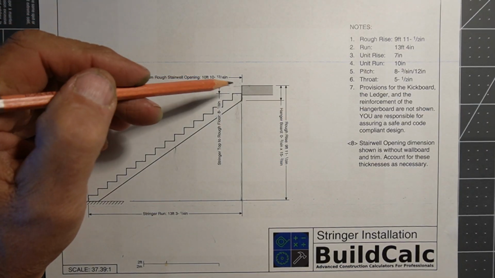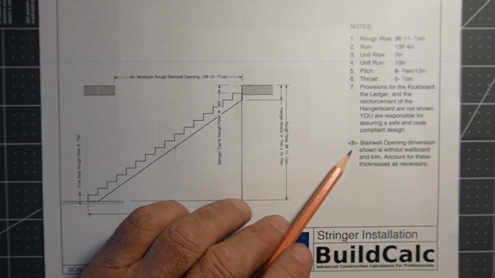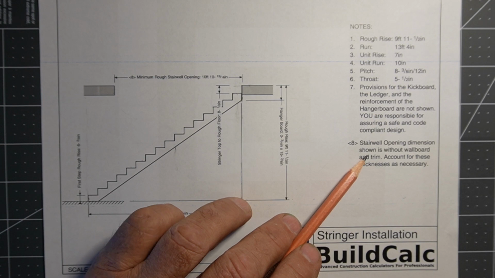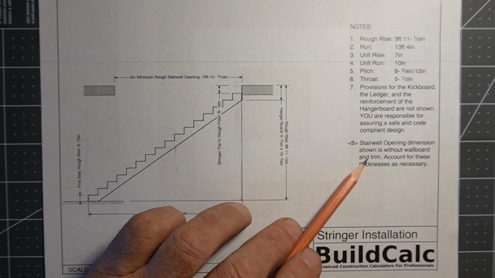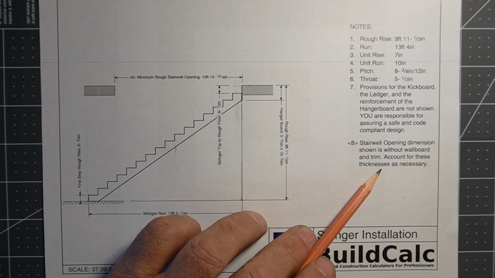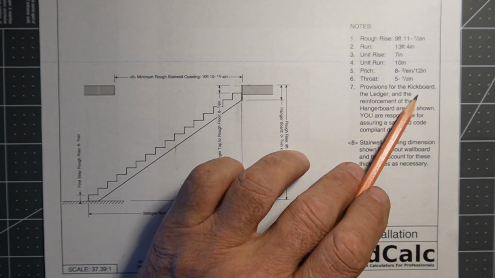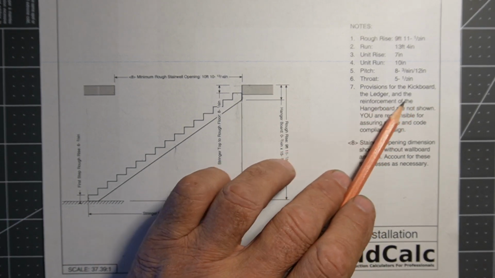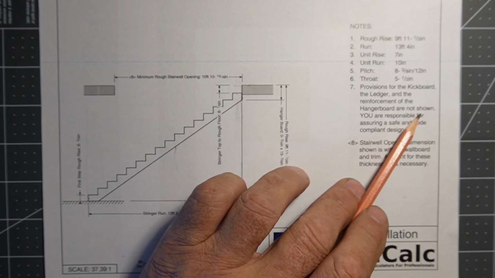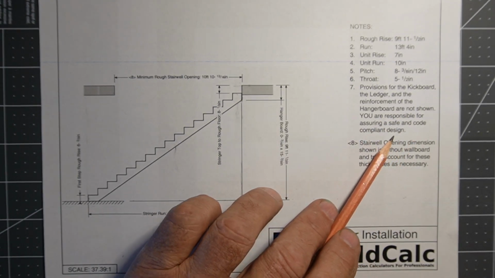Now I've erased my line there a little bit, because if you go over here, and I don't know if you can read that or not, but it says the stairwell opening dimensions shown is without wallboard and trim. You need to take all of that into consideration. But the important one is number 7 here. It says provision for the kickboard, the ledger, and the reinforcement of the hanger board are not shown. You are responsible for assuring a safe and code compliant design.